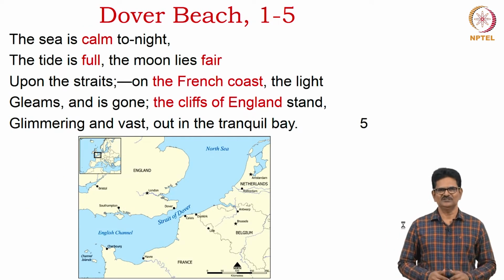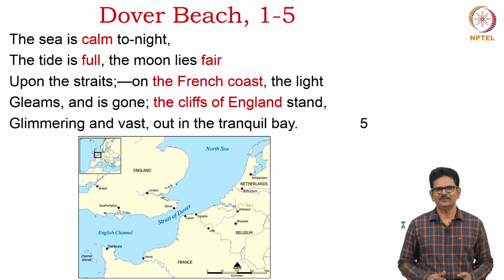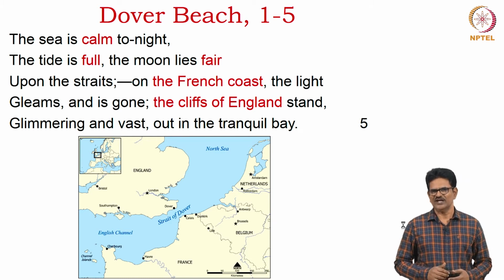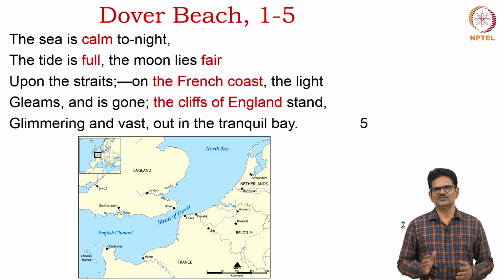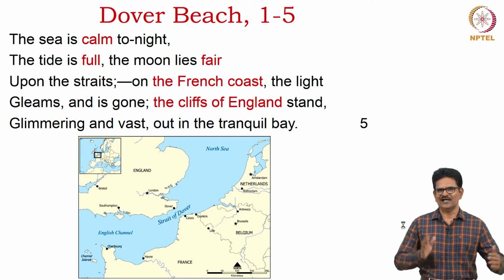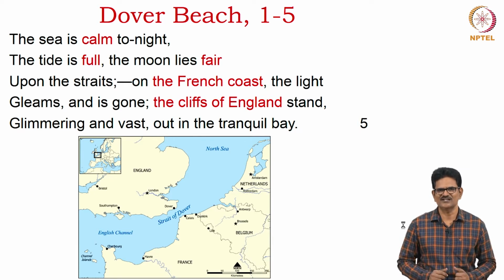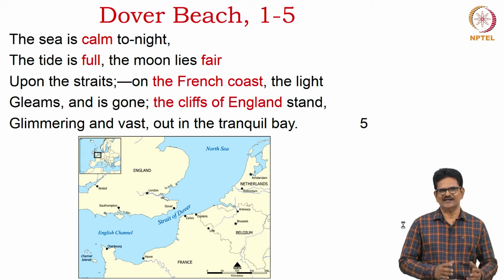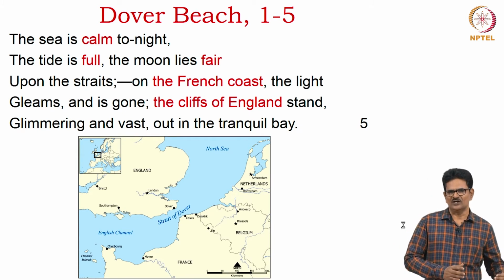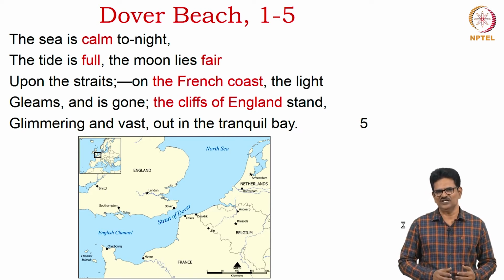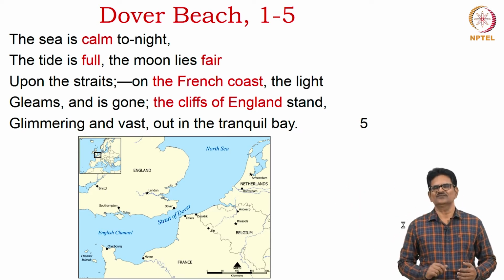Here is the poem Dover Beach, first section, lines 1 to 5. We also have the map of England here. The Dover Beach location is easily found between England and France. We have this Strait of Dover, we can easily locate it. We have given the picture so that you can understand how Matthew Arnold, the poet, is addressing his beloved in the location called Dover Beach, looking at France.